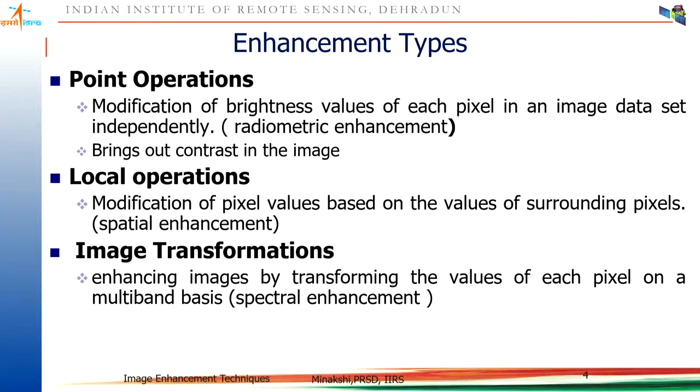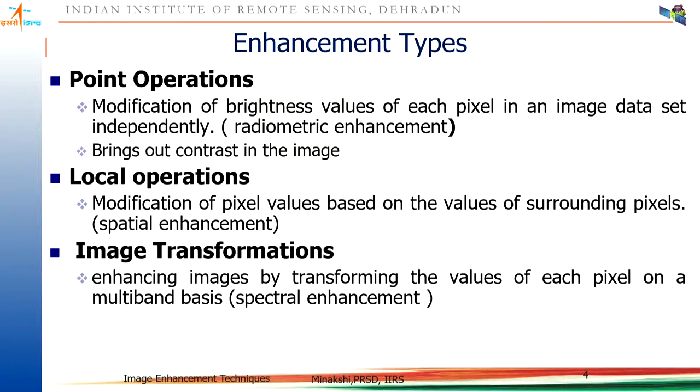Now there are three basic categories of enhancements. In terms of computer engineering and computer vision, they are point operations, local operations, and image transformations. If you talk specifically about remote sensing data, we can call them radiometric enhancement, spatial enhancement, and spectral enhancement. So, what are these three basic categories?